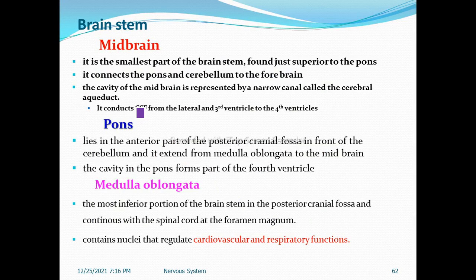The brainstem is divided into 3 parts: midbrain, pons, and medulla oblongata. The midbrain is the smallest part of the brainstem, found just superior to the pons. We have seen it connects the pons and cerebrum to the forebrain. The cavity of the midbrain is represented by a narrow canal called the cerebral aqueduct, which conducts cerebrospinal fluid from the third ventricle to the fourth ventricle. The cerebral aqueduct is found in the midbrain.